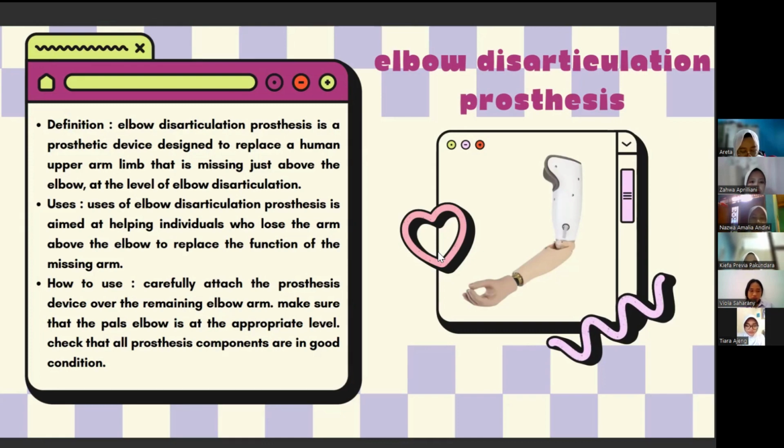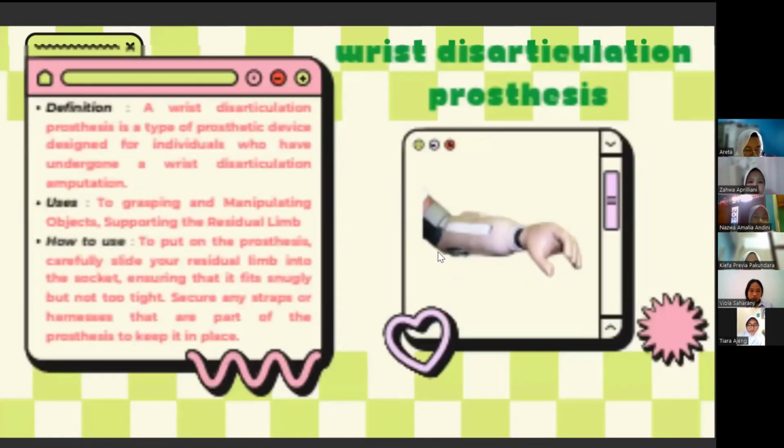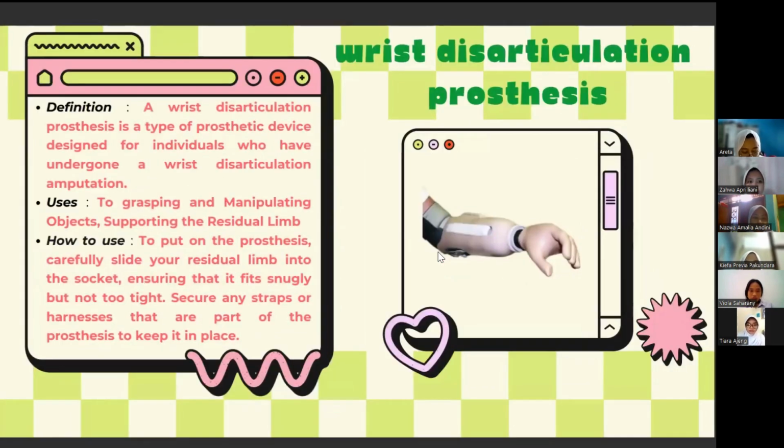Okay, the next presenter is Andin. Andin, time is yours. Thank you, Kieva. The next topic is wrist disarticulation prosthetics. Definition: a wrist disarticulation prosthesis is a type of prosthetic device designed for individuals who have undergone a wrist disarticulation amputation. Uses: grasping and manipulating objects, supporting the residual limb.